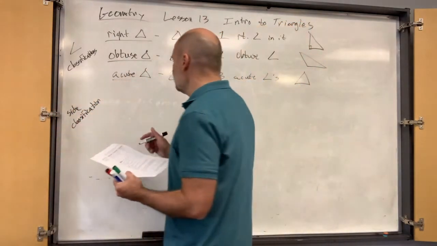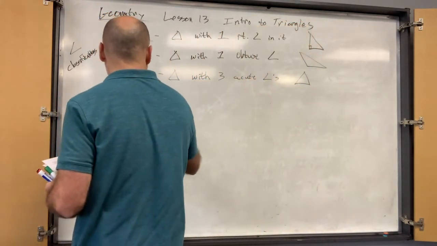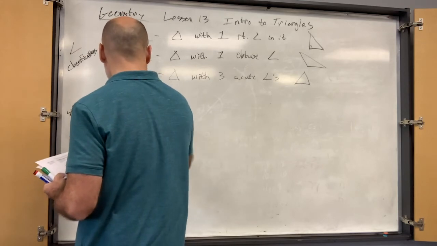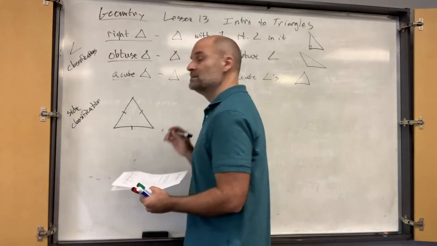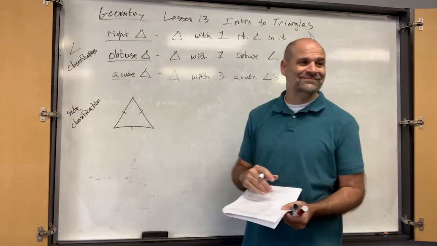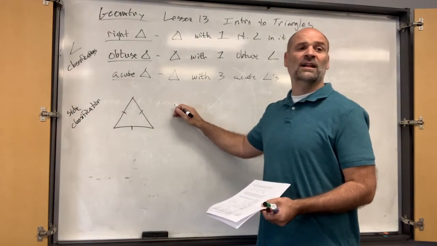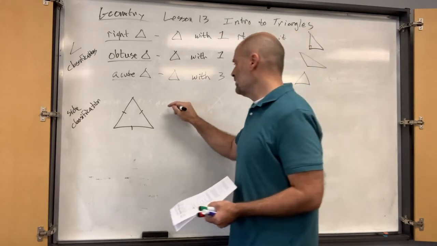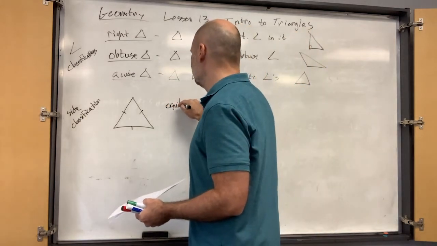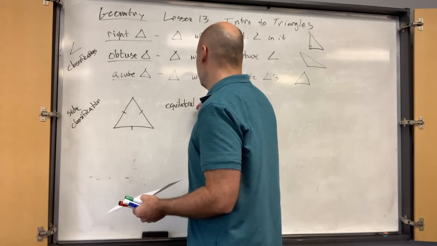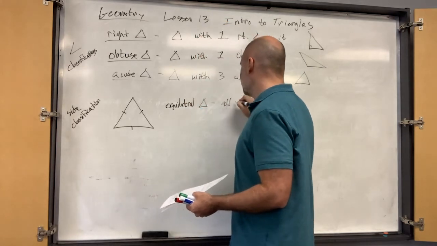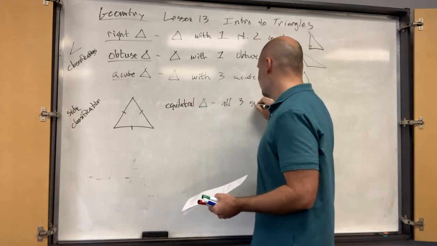All right. What is a triangle where all 3 of its sides are the same length? What is that called? Equilateral. Right, equilateral triangle. So, all 3 sides are the same length.